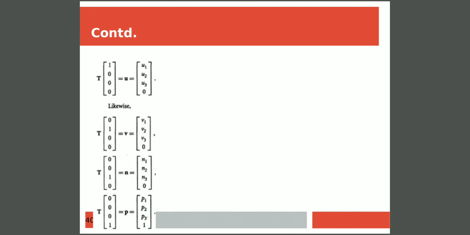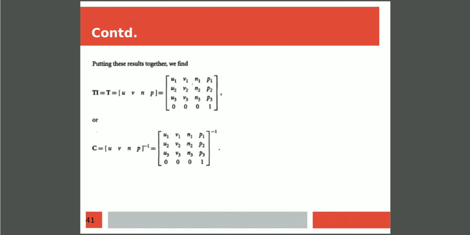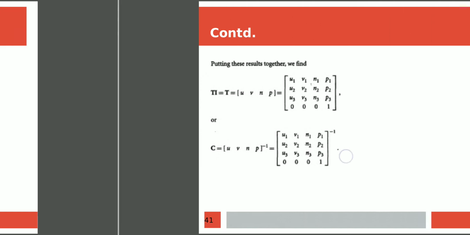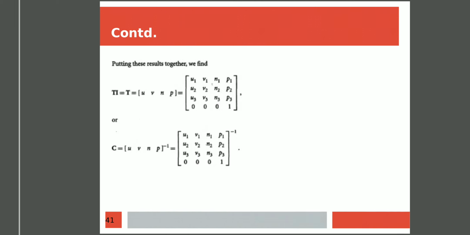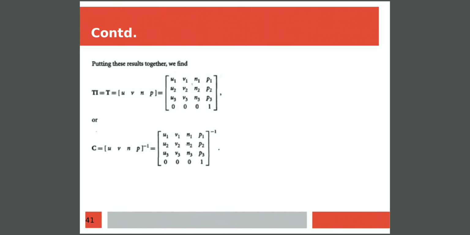When we combine all the values of u, v, n and p, then we can represent the matrix T as u, v, n, p in column order, and its specific values are u1, v1, n1, p1 and u2, v2, n2, p2, u3, v3, n3, p3 followed by 0 0 0 1. Now from the previous representation, you know what u1, u2, u3 are, that is 1 0 0. You also know v1, v2, v3, that is 0 1 0 and so on. If you substitute all those values over here, then you are able to get the specific values for a matrix T.